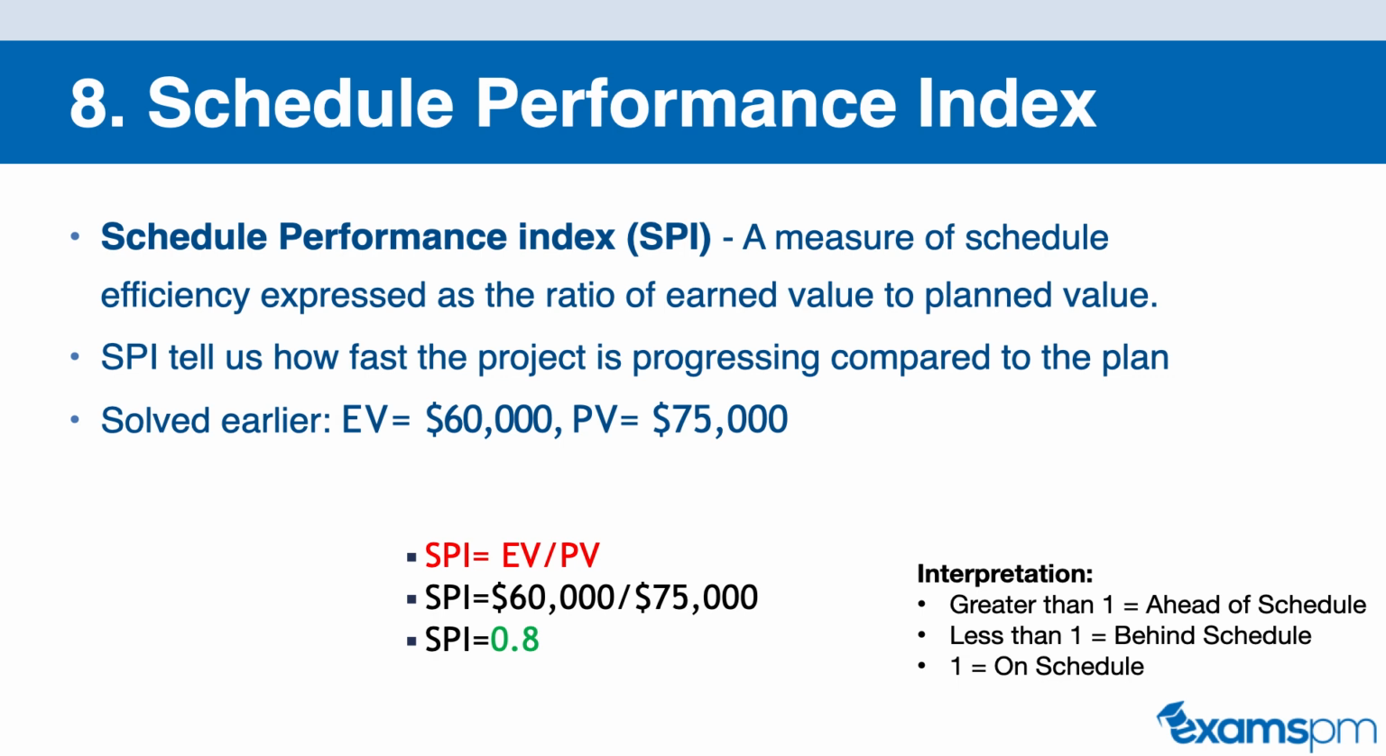So if the SPI is greater than 1, then this means that you are ahead of schedule. So at that point in time in the project, you have done more than what you had planned to do, which is good. Now, if the SPI is less than 1, that means that you are behind the schedule, and this is not good. So because the SPI here is 0.8, this actually tells you that the project is progressing at 80% of the planned pace. So you're not doing really well here. And if the SPI is right at 1, then that means that your project is right on schedule.